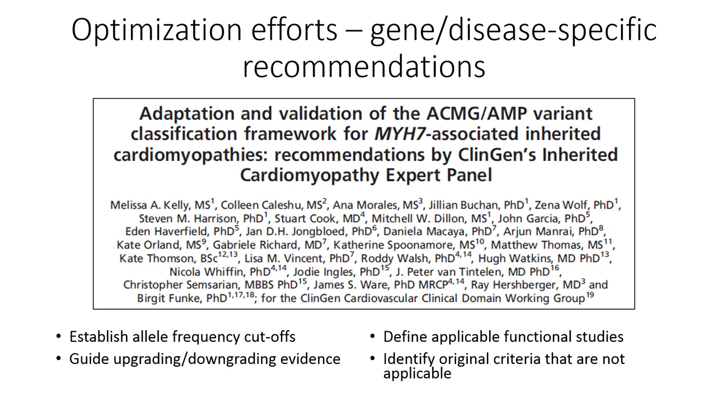The ACMG AMP sequence variant interpretation guidelines were clearly intended to be general, and the authors recommended future modifications to optimize and refine the framework. Several of the ClinGen clinical domain working groups are actively working toward adapting the ACMG AMP guidelines to make gene disease specific recommendations. This was first achieved for MYH7-associated hereditary cardiomyopathies, which established gene-specific population allele frequency cutoffs, provided guidance on how to upgrade or downgrade the strength of evidence, defined applicable functional studies, and removed criteria from the original guideline that do not apply to MYH7.